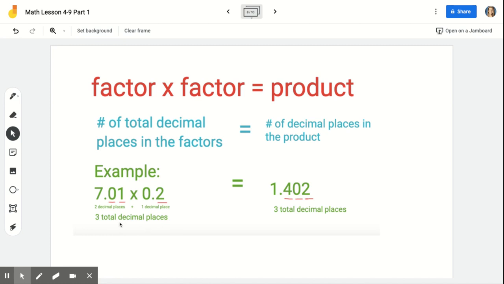So for this example, there's 1, 2, 3 total decimal places. And then we take our whole number product, or whole number answer, and we count the total number of decimal places on this side as well. So 1, 2, 3. And we know to place our decimal in front of the place values that we counted up.